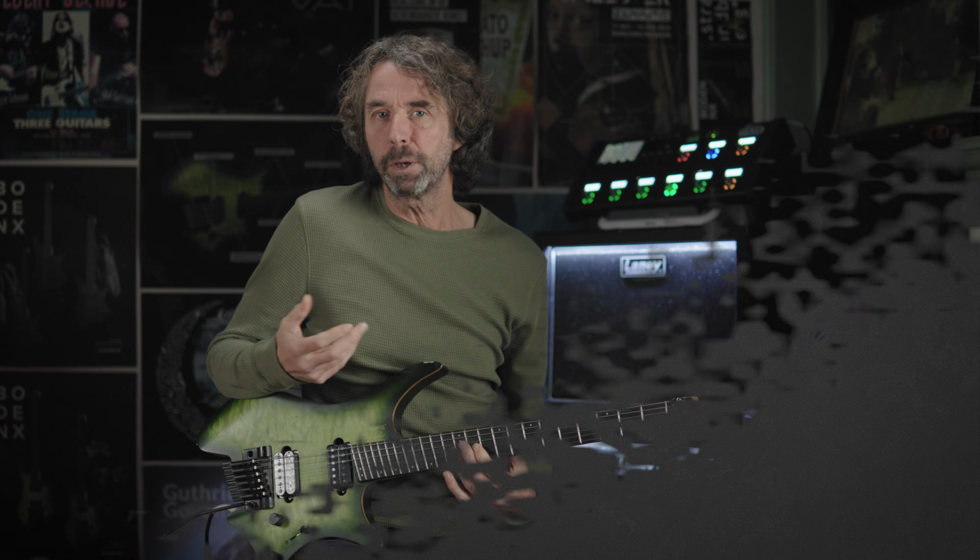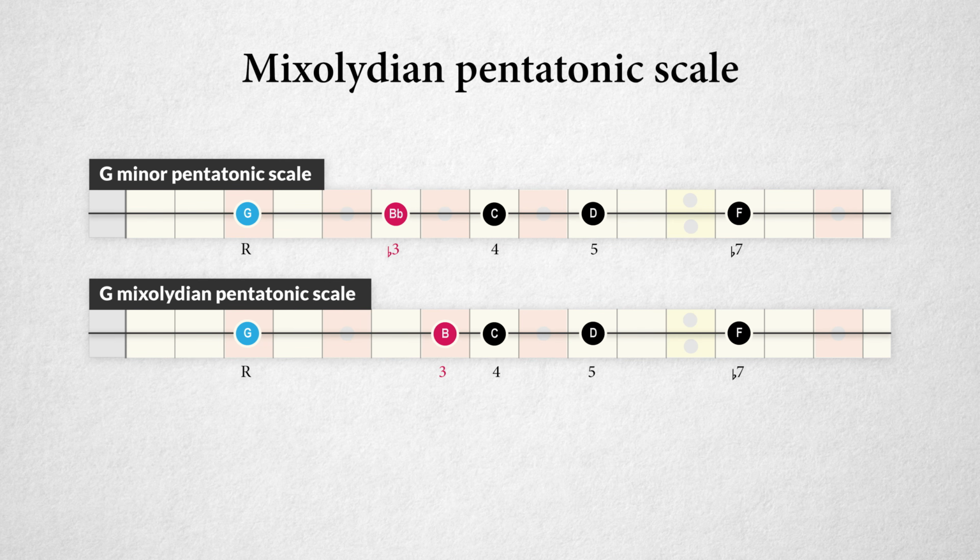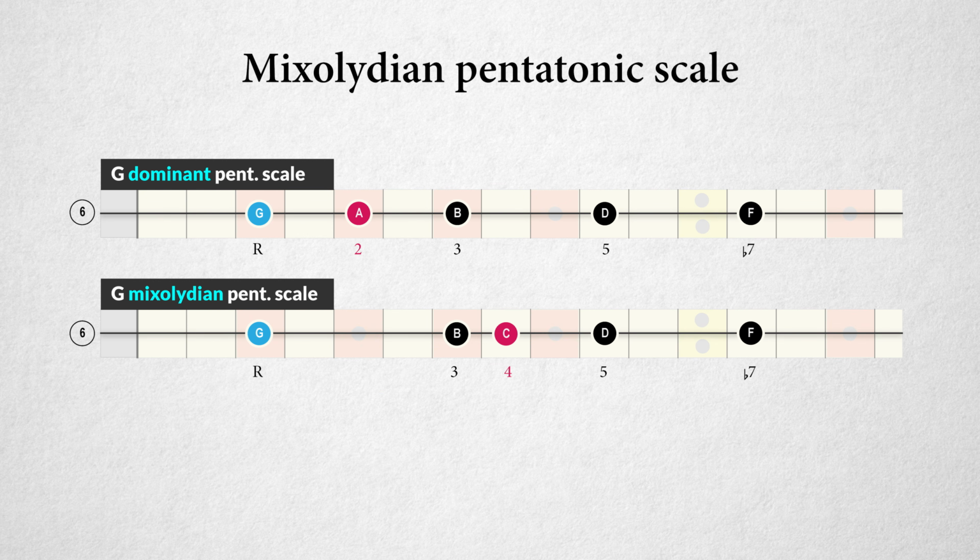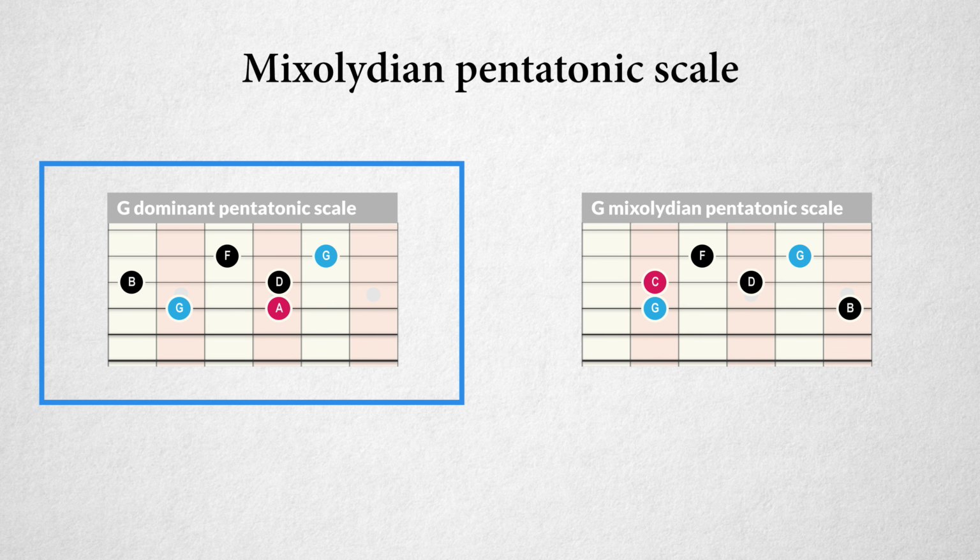Now, as we have seen earlier in the video, the Mixolydian pentatonic scale is in fact a minor pentatonic scale with a major third. The difference with the common dominant pentatonic scale is that it has a perfect fourth instead of a second degree, and this alters the sound.